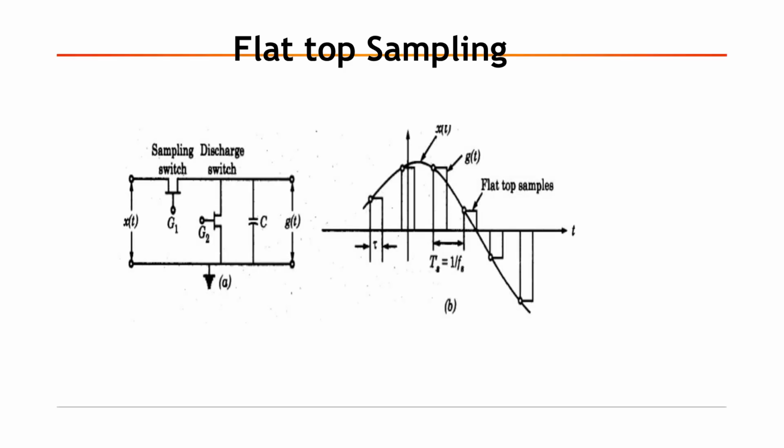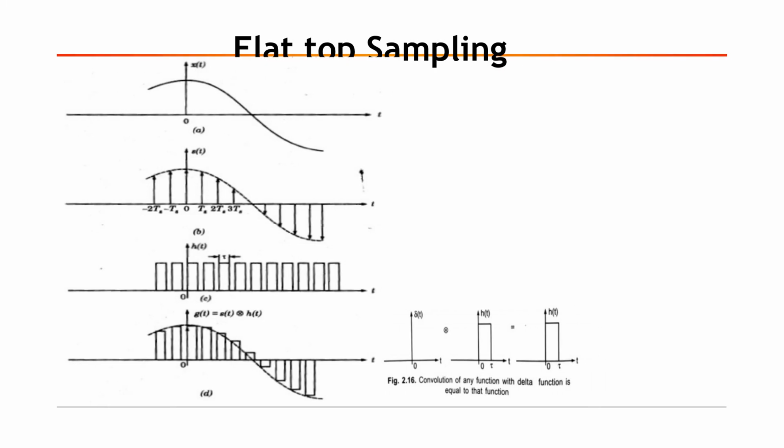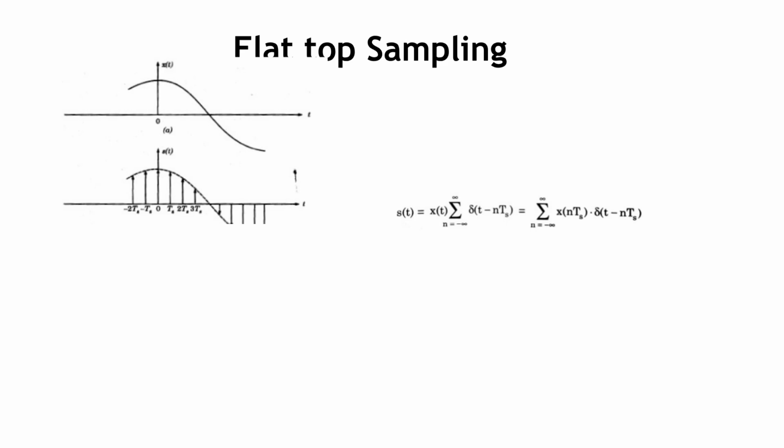Flat-top sampling uses pulses that have a constant amplitude, equal to the instantaneous value of the analog signal at the sampling instant. The circuit diagram and waveform illustrate this technique. Flat-top sampling is achieved by convolving the ideally sampled signal, s(t), with a rectangular pulse, h(t), to get the flat-top sampled signal, g(t). The equations describe the flat-top sampling process.